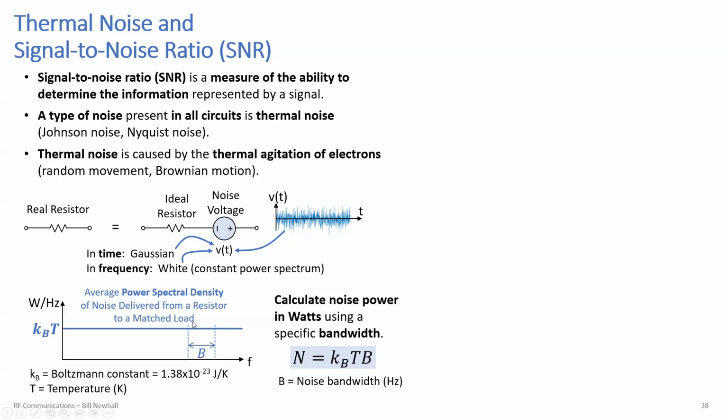If it's a perfectly rectangular filter, then the bandwidth is going to be that filter's bandwidth. And if you have some kind of shaped filter, it's going to be slightly different than the filter's 3 dB bandwidth.